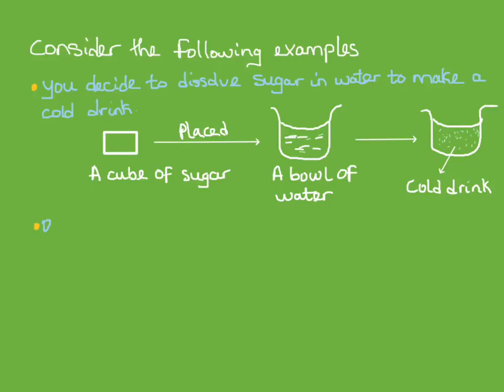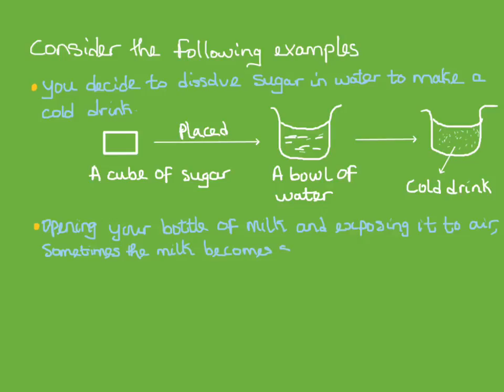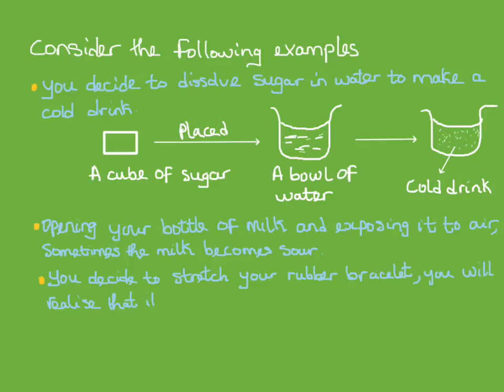Let's consider another example. Opening your bottle of milk and exposing it to air, that is to humid conditions. Sometimes the milk becomes sour. Souring of milk is a change. You may decide to stretch your rubber bracelet. You will realize that it expands and contracts. Stretching the rubber bracelet also represents a change.